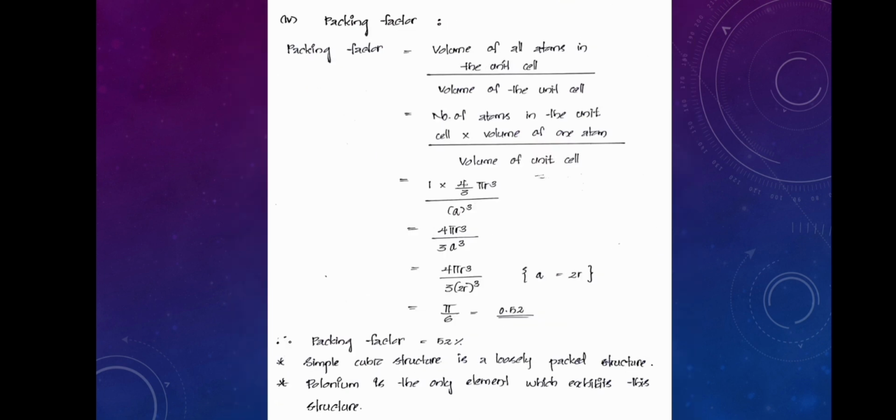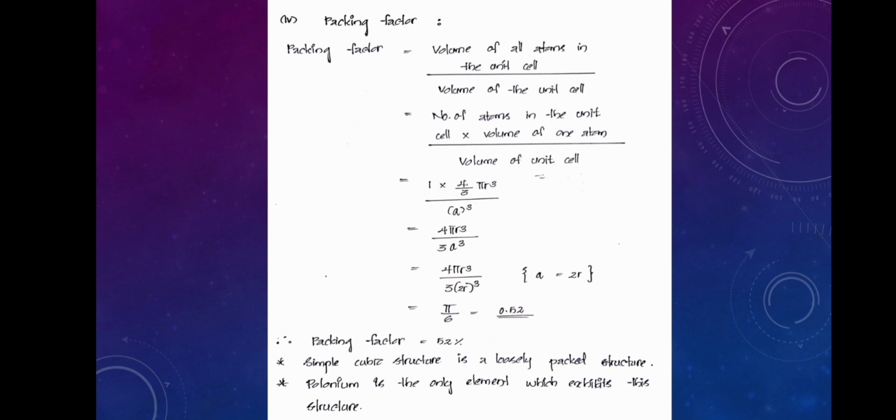Next, let's see what is packing factor. Packing factor is known as the volume of all atoms in the unit cell divided by the volume of the unit cell. So, we can find the volume of all atoms in the unit cell by multiplying the number of atoms in the unit cell and the volume of one atom. So we get 1 into 4 by 3 pi r cube divided by a cube. Here a is taken as 2r. So we get the value pi by 6, which is equal to 0.52. So packing factor is equal to 52%.